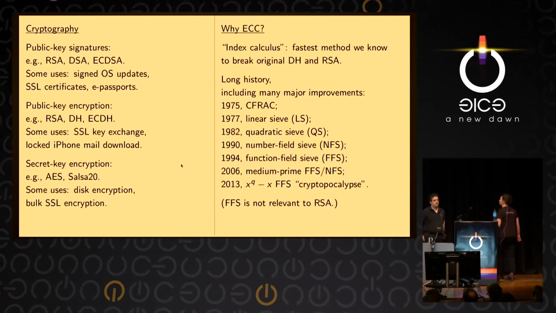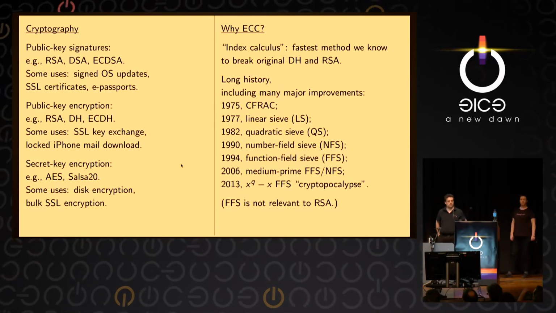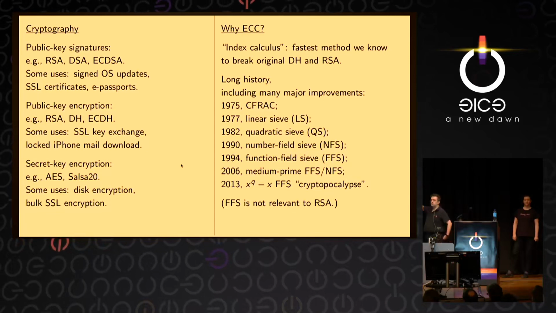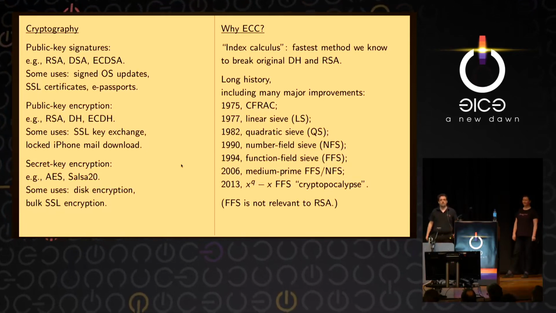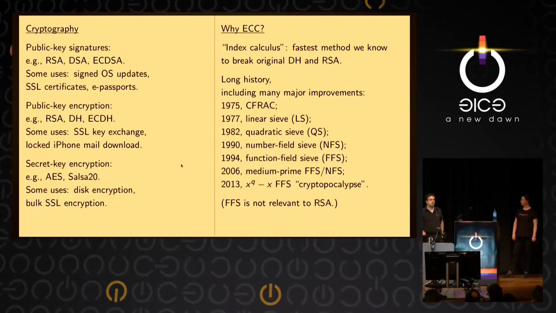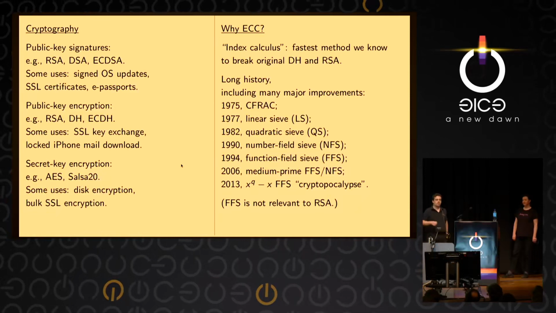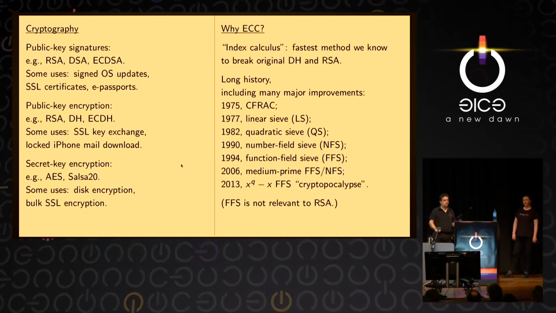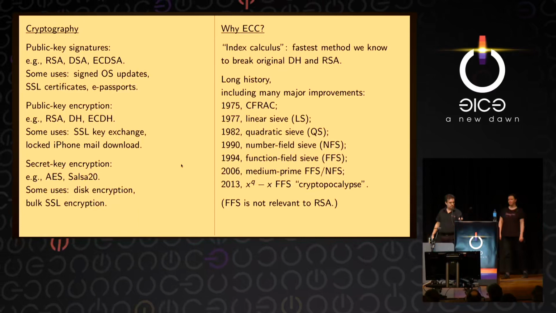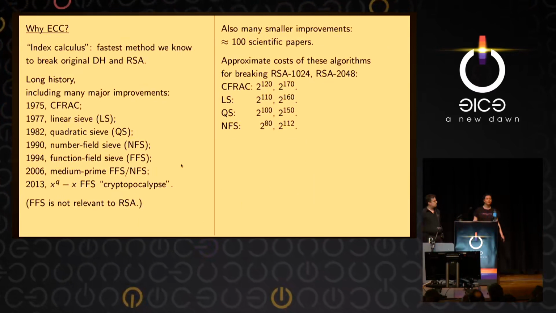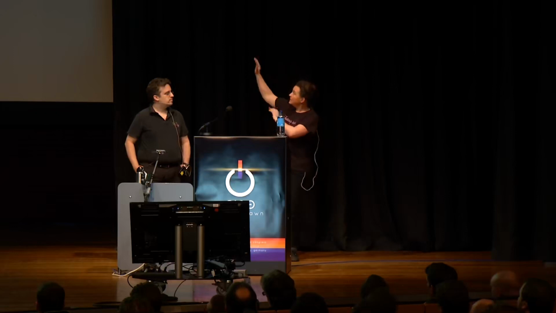1975 was one of the first index calculus algorithms, CFRAC, for factoring big numbers. And then there were all sorts of advances, 1977, 82, 90, 94. You've heard about the cryptopocalypse last year, and this is one of the newest advances in index calculus. That's not something that matters for breaking RSA, but it's just an example of how index calculus, this general strategy, is something that keeps getting more refined, more sophisticated, and faster and faster. This is not the whole story. If you look at academic literature, there's also lots of improvements. We're happy if we can factor twice as fast, but these are the big steps.